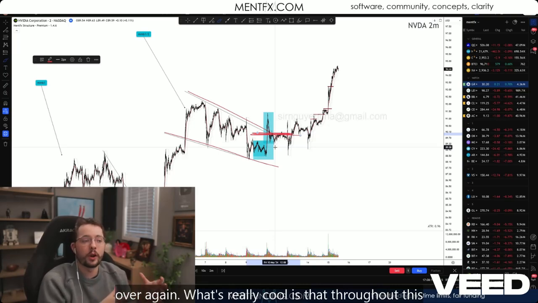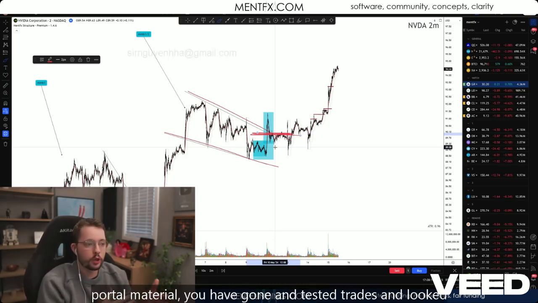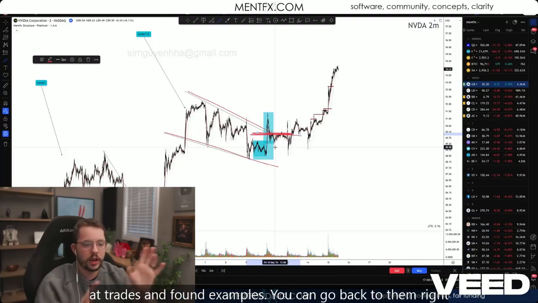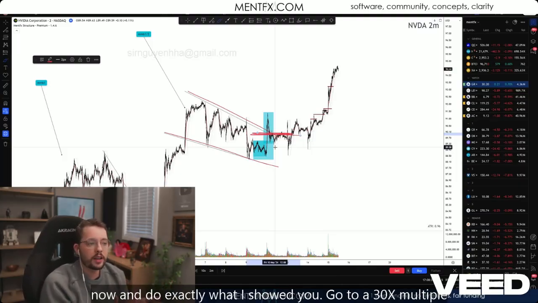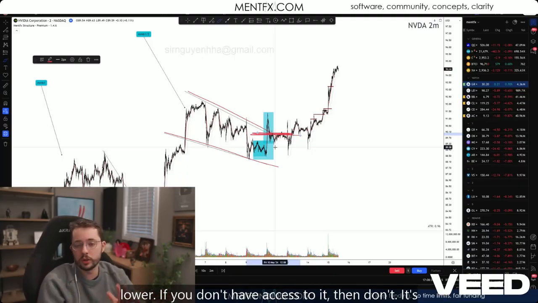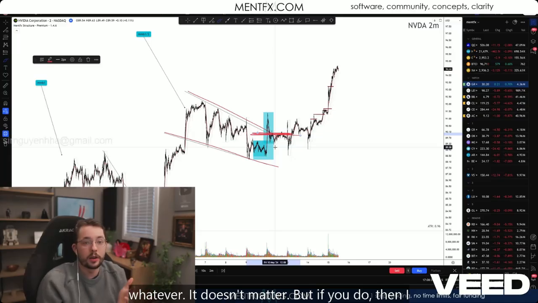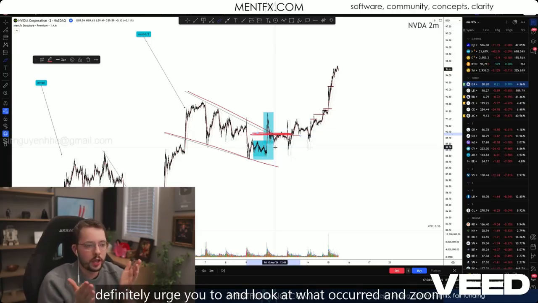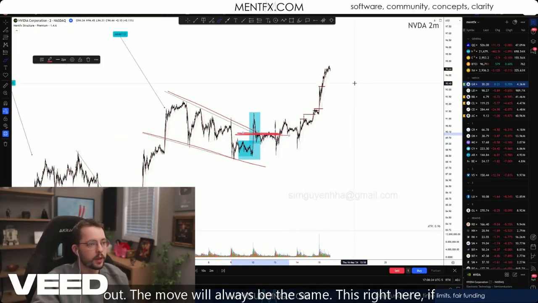What's really cool is if throughout this portal material, you have gone and tested trades and looked at trades and found examples, you can go back to them right now and do exactly what I showed you. Go to a 30x multiple lower. If you don't have access to it, then don't. It doesn't matter. But if you do, then I definitely urge you to, and look at what occurred. And zoom out. The move will always be the same.